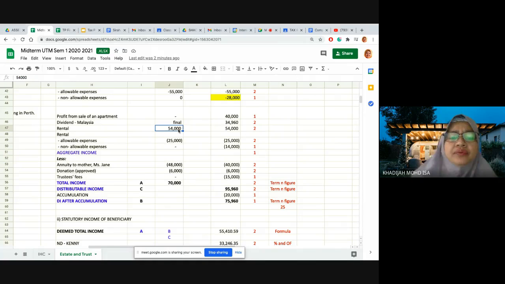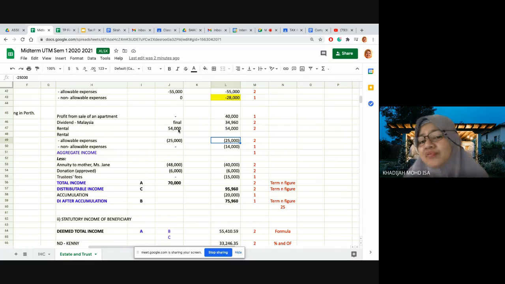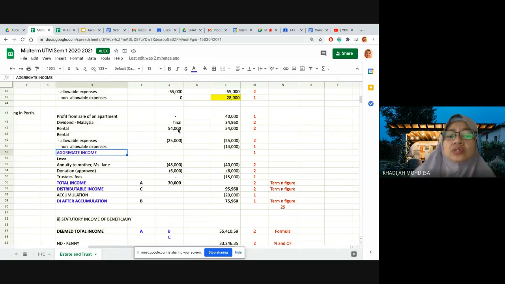Rental is 54. You can minus allowable expense for your total income, but distributable income you minus too lah. So for those students yang tak buat distributable income, memang you akan hilang banyak lah. About half of the marks is gone, because you tak buat that computation for distributable income. And then the terms are very important also. I do give marks for the terms here.